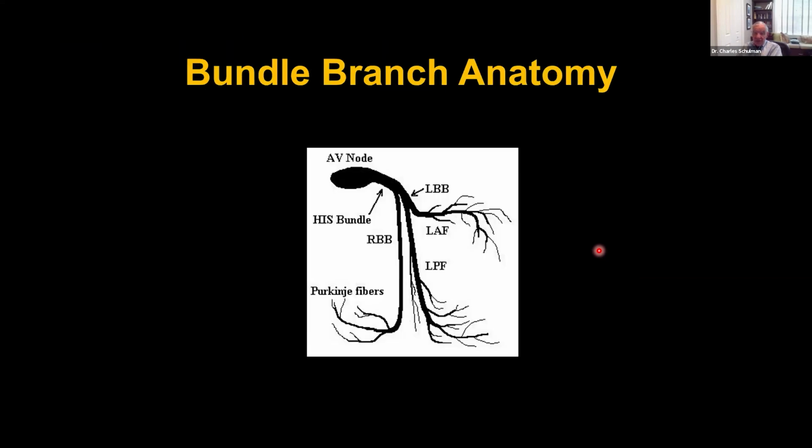Okay, so next we'll talk about bundle branch anatomy, or the bundle branch block. So as I said, there's the His or common bundle. It divides into a right bundle and a left bundle, and the left bundle divides into an anterior and a posterior fascicle or division.